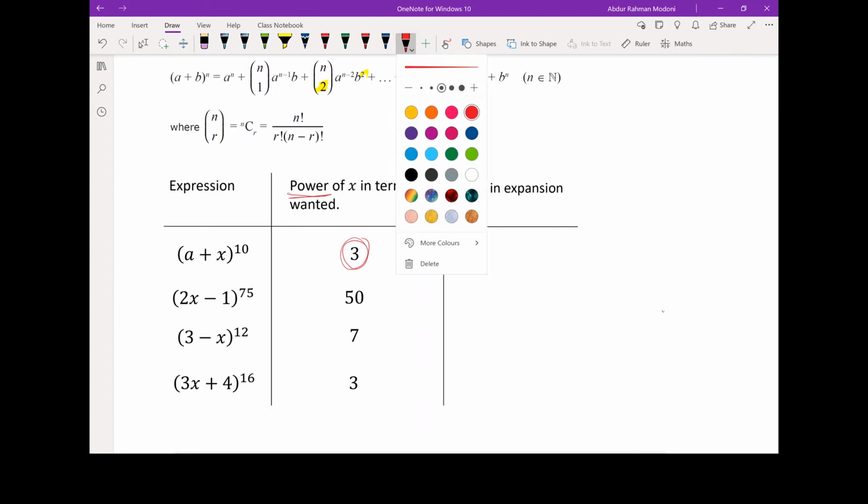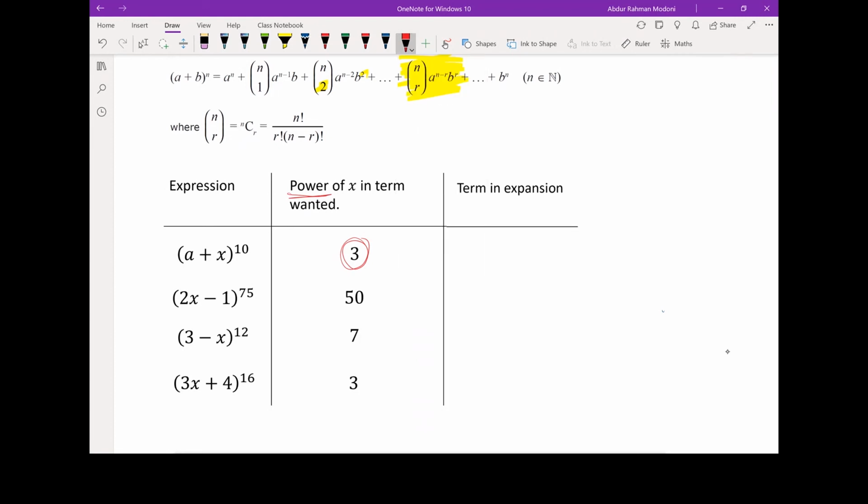Well, take a look at the general term given in the binomial expansion. We want to find out when x has a power of 3. What is x in the general term? Which part would it be? Take a look at it. Which part is x? Is it a? It's b. Right, so we're looking at this particular term here. We want b, which is here, to have a power of 3.